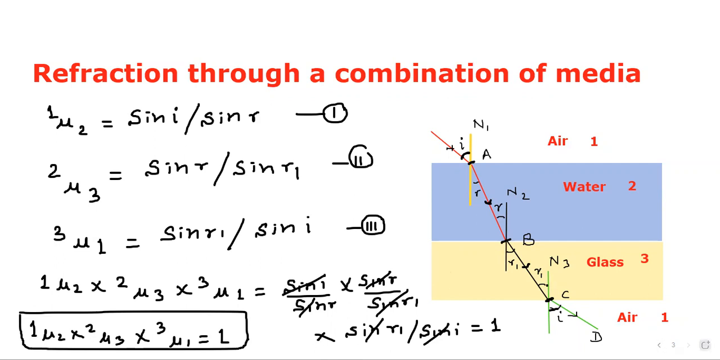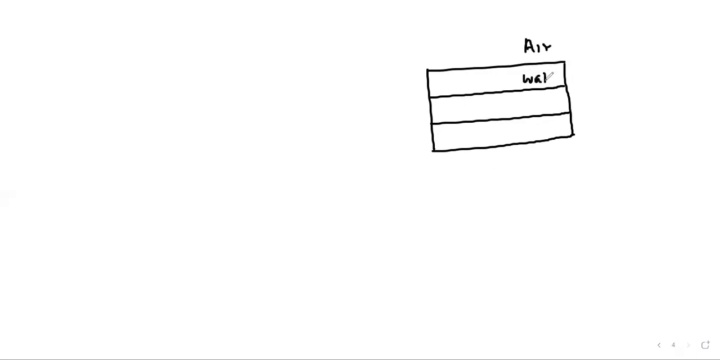Let's take an example. Suppose we are given three media: air, suppose this is water, this is glass, and then the next one is air. Applying the same rule, suppose this is the incident ray and this is the refracted ray. At point A, we apply the formula, and suppose this is angle R. Here light enters from air to water. So we write A mu water equal to sine I upon sine R.